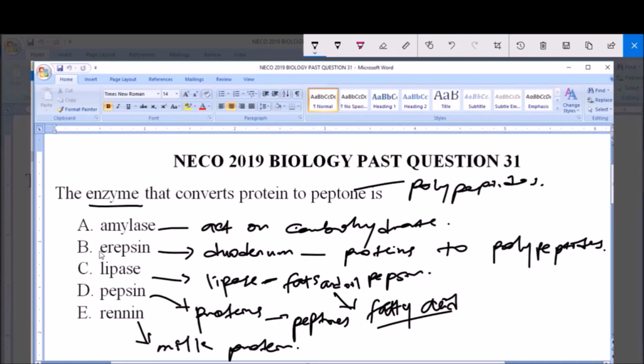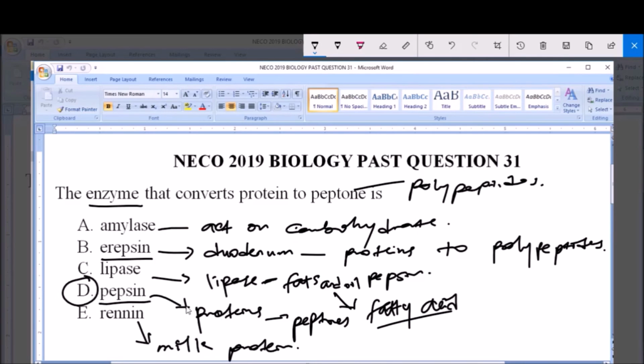Now if you look at these options that I just described, you see that B here says erepsin, which acts on proteins, and option D here says pepsin, which also acts on proteins. But now the most correct answer to this question is actually pepsin.